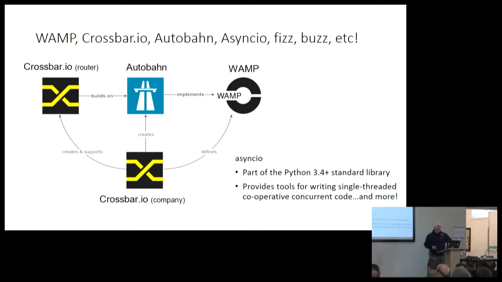Now, Crossbar is built primarily using Autobahn and WAMP. And WAMP is obviously a sub-protocol of WebSockets, but it is possible for WAMP to run on raw sockets and pretty much any transport which meets certain characteristics.